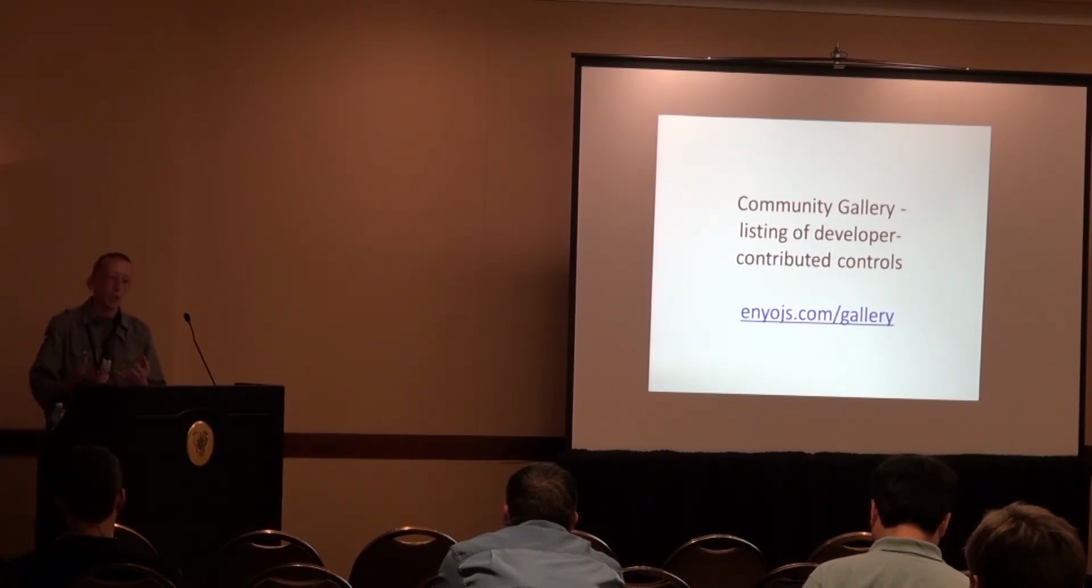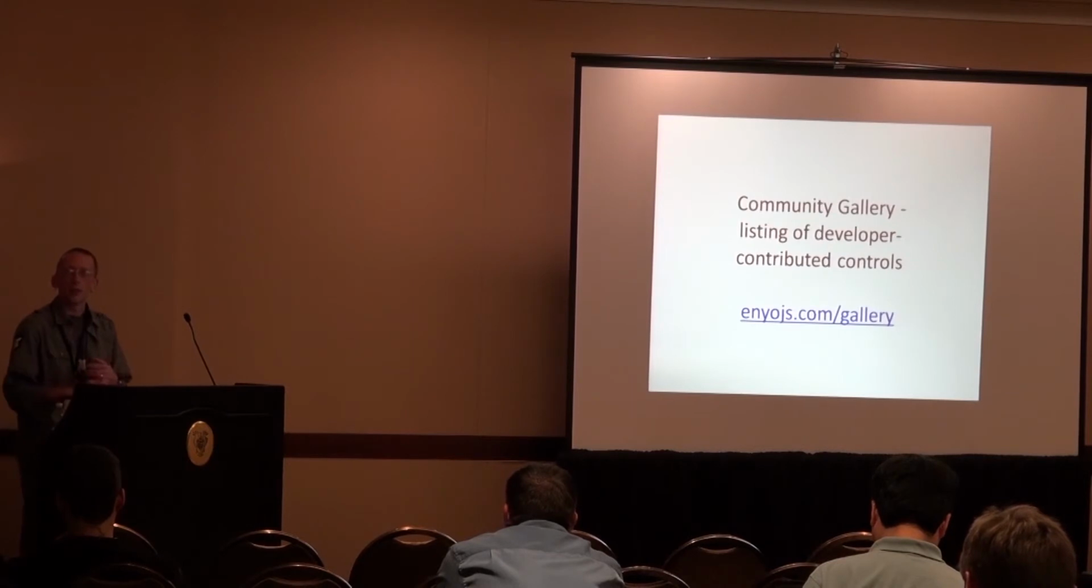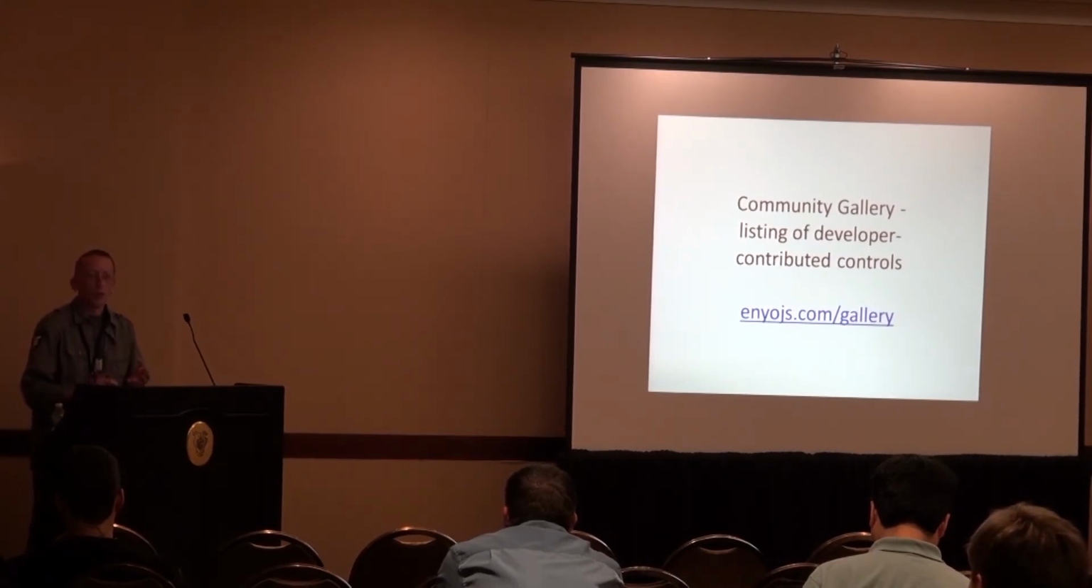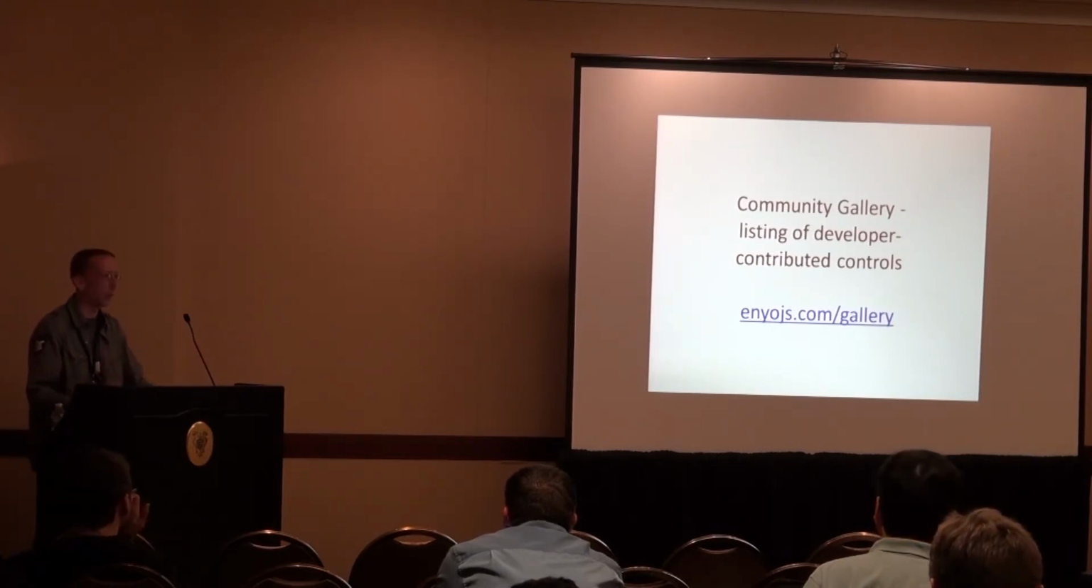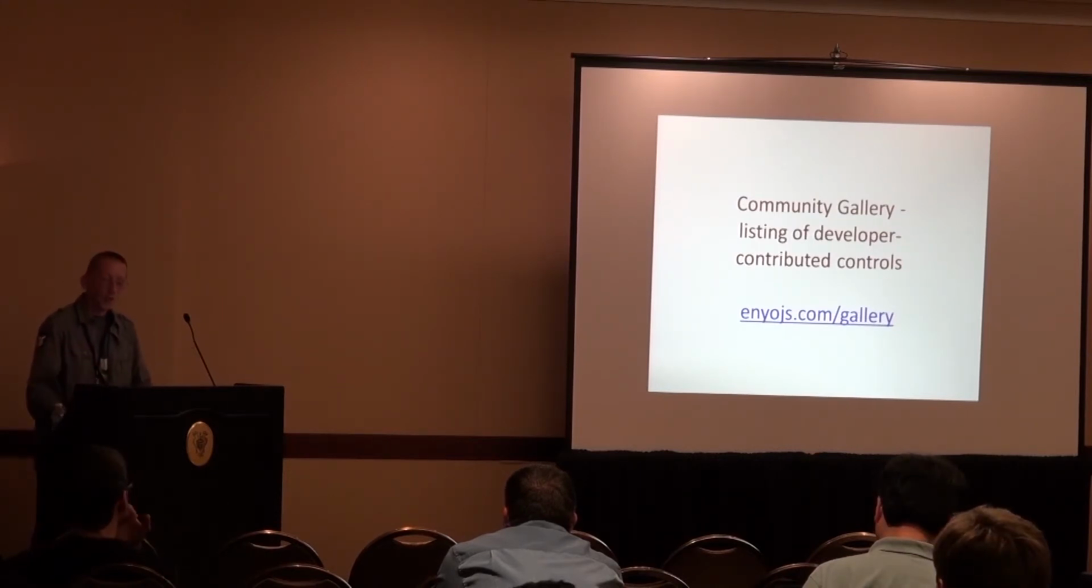Most of the things that you'll find in there will be controls, stuff that renders in the DOM. But there are a couple of back-end type things too, like a local storage wrapper. Before we came out with our own version of Enyo.web service, somebody had already written a web service wrapper that's at the gallery as well. But like I said, most of them are going to be controls, spinners and things like that.